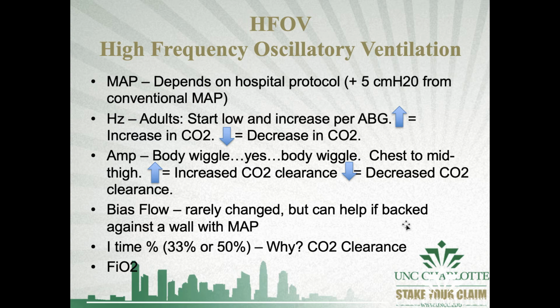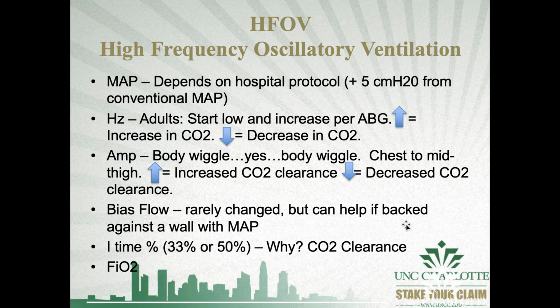If you think about amplitude, if we increase our amplitude, we're going to increase our expansion, right? So if we increase our amplitude, we're going to increase our CO2 clearance. So if you get an ABG back and they're hypercarbic, try to increase your amps instead of decreasing your hertz, if it's possible. If you're hypercapnic or your pH is a little bit low, you can decrease your amps and maybe increase your hertz. So those are things you can go back and forth on. Just switch things around.